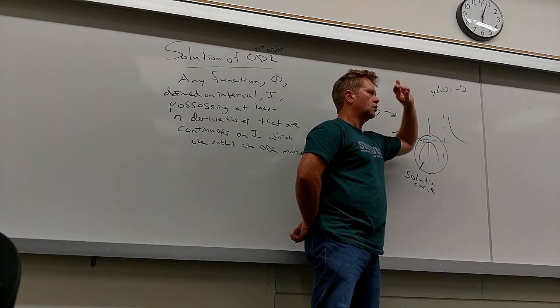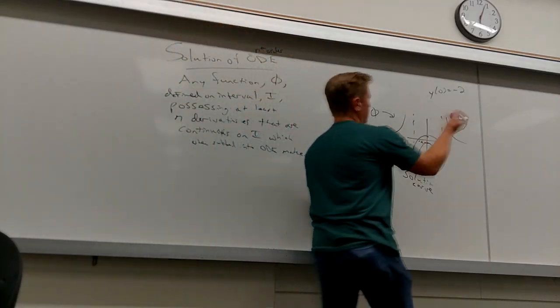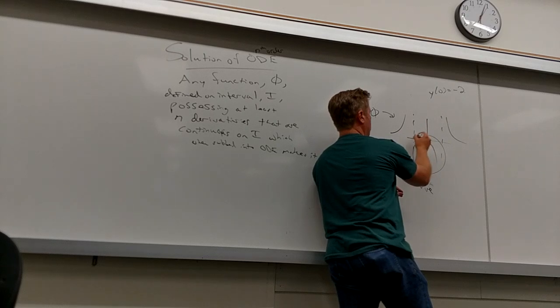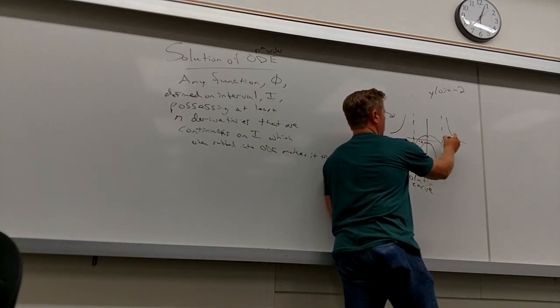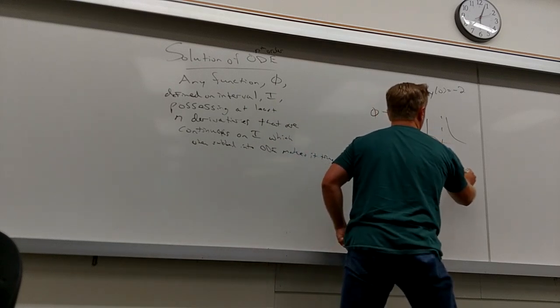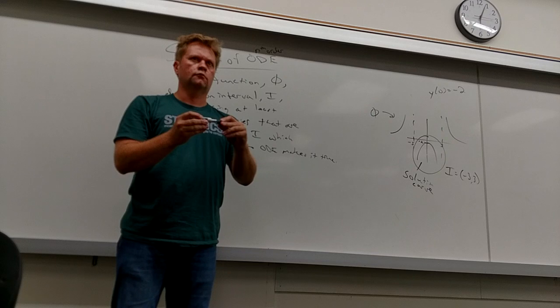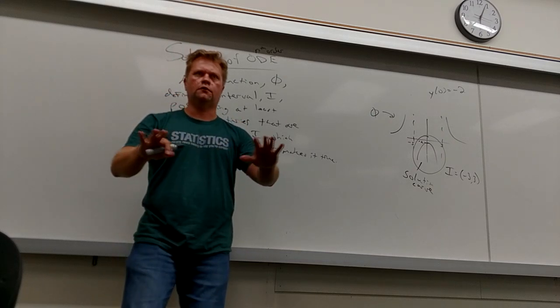So would your interval be negative infinity to infinity? No. It would be whatever this is. Let's say this is -3 to 3. Right? So the interval, the I in this case, would be -3 to 3. Okay. Let me stop there for a second.